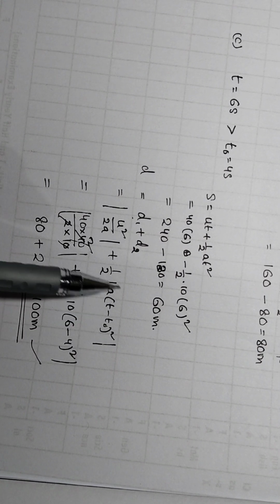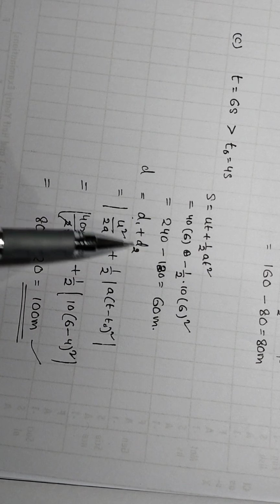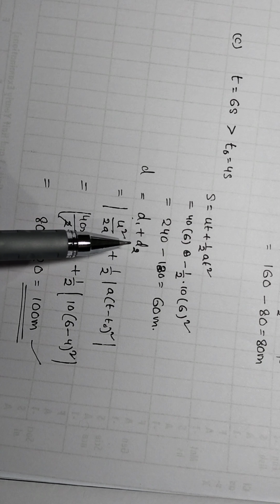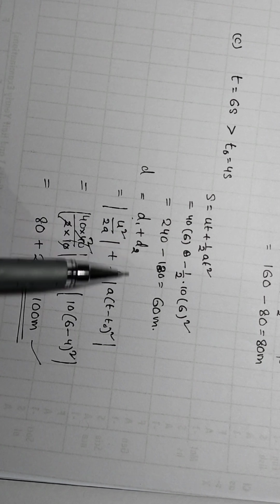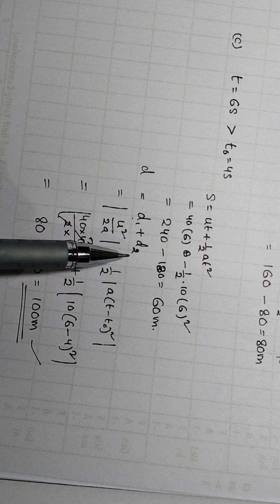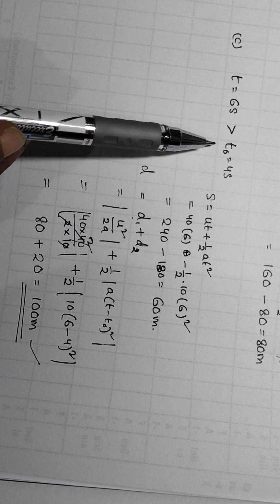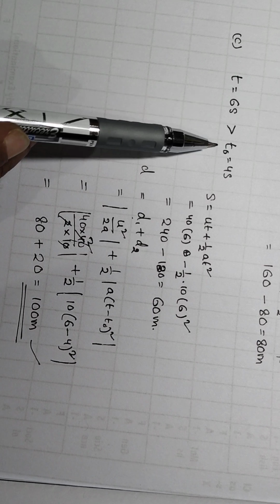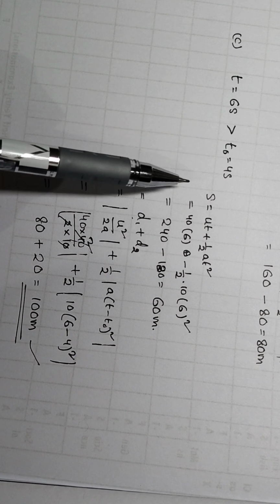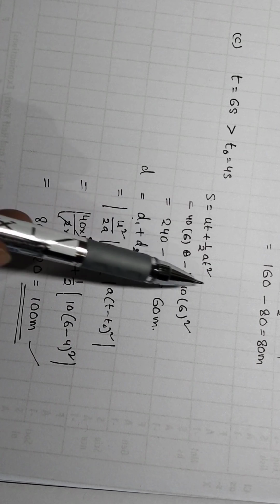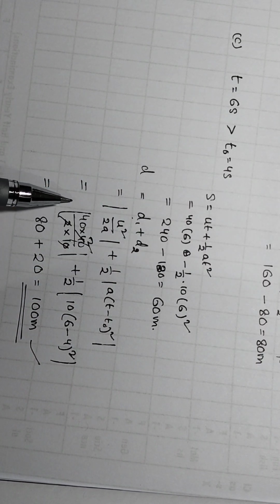So first of all, in this kind of problem, when the velocity and acceleration are anti-parallel, you should first find the time t naught, then compare the given traveling time with t naught, and decide how the distance and displacement are to be calculated by using these kinds of formulas. Okay, thank you.